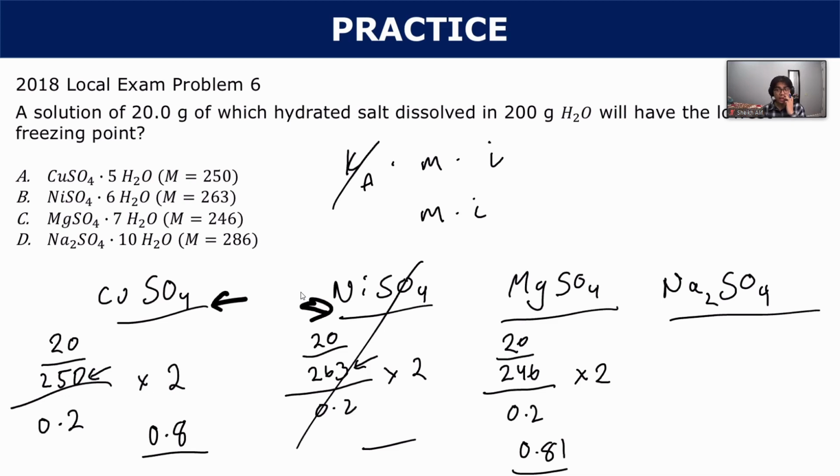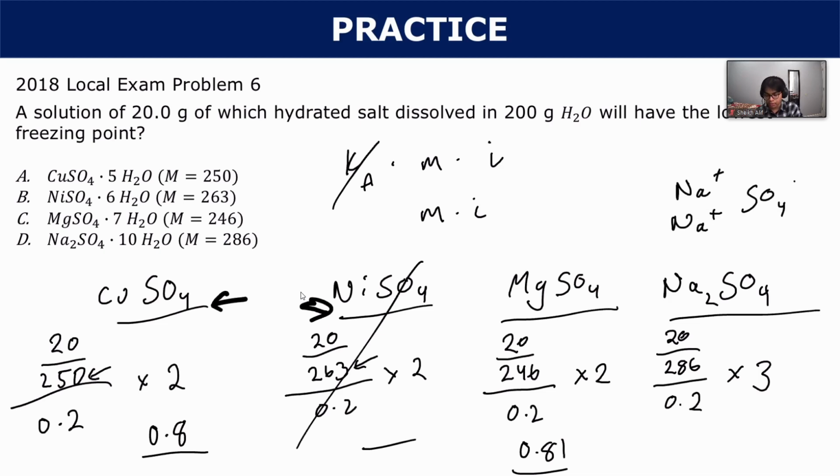But we need to check the last one to make sure that magnesium sulfate is going to be the lowest freezing point. So sodium sulfate is going to have a molality of 20 divided by 286 over 0.2, but the catch here is that we're going to have an i value of 3. The van 't Hoff factor becomes 3 because Na2SO4 is a strong electrolyte. It's going to split up into Na plus, and SO4 2 minus.